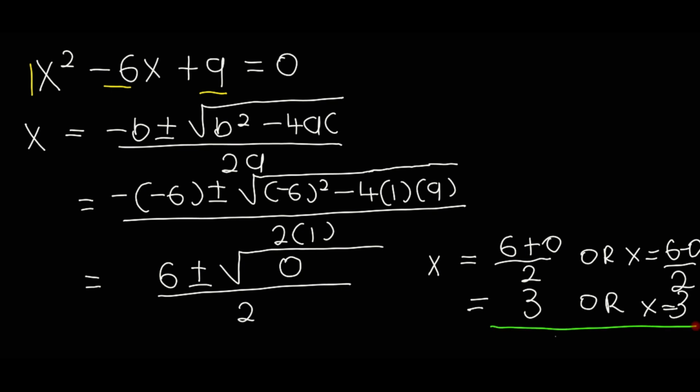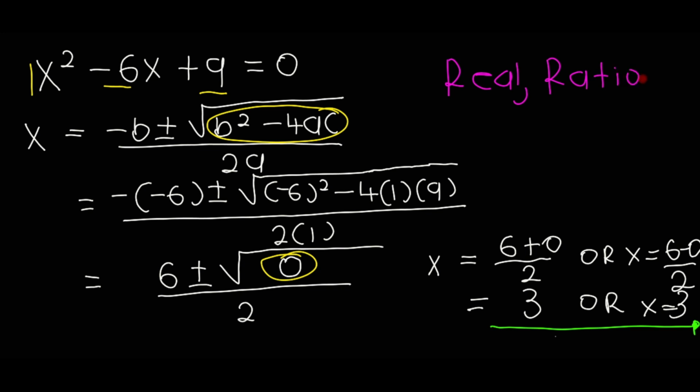So I want you to notice something now. In our discriminant, this part, we found that it is 0. So in conclusion, when we want to determine the nature of the roots, we will have real, and then rational, and then equal. The reason it's real is because 3 is an existing number, it exists.